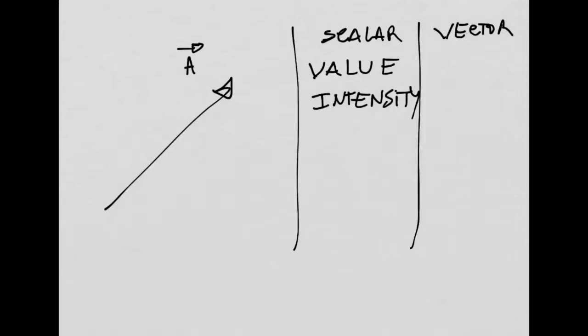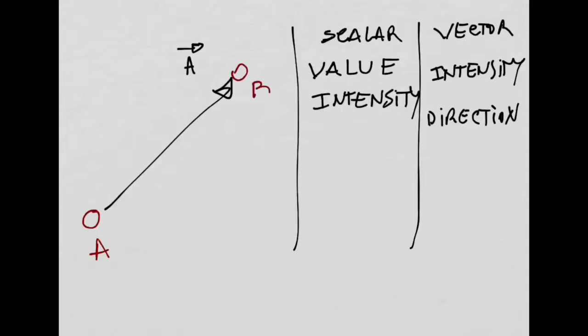Vector, you have more, so you have also intensity, but you also have one very important thing, which is direction. So with vectors, you also have information regarding direction, right? So for example, if you have here point A and point B, this vector A will tell you how to go from point A to point B in a straight line, right? So that information is included in a vector, but is not included in a scalar.